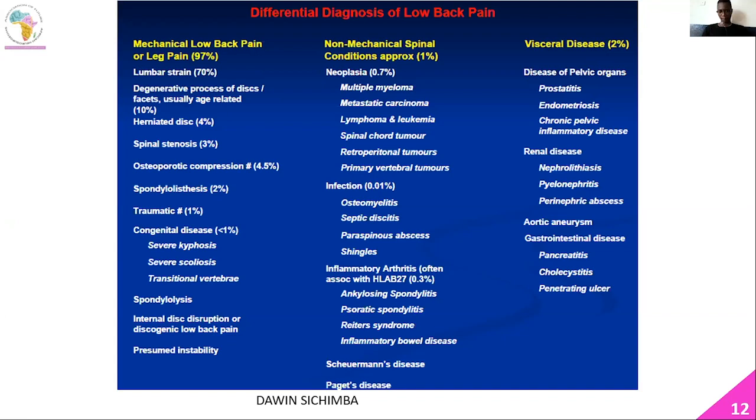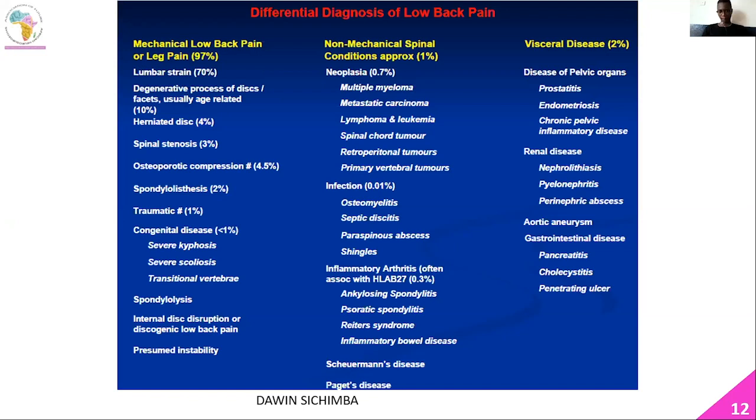So other than neoplasia, we also have infection, which includes osteomyelitis, septic discitis, and then we also have spinous abscesses as well as shingles. Then we also have inflammatory arthritis. Then we also have Paget's disease. Then for the other causes of low back pain, we have visceral disease.